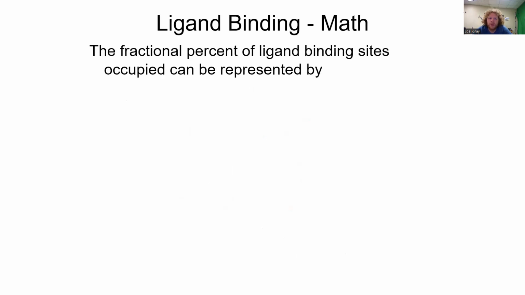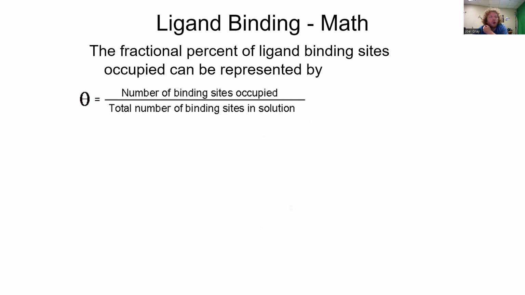Now, the fractional percent of ligand binding sites occupied can be represented by this equation right here, theta. Theta is equal to the number of binding sites occupied divided by the total number of binding sites in the solution. There are going to be binding sites that are occupied as well as binding sites that are unoccupied. The total number of binding sites in solution is equal to the total number of binding sites that are occupied plus the total number of binding sites that are unoccupied.